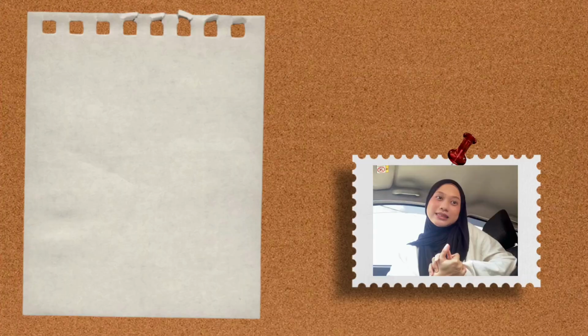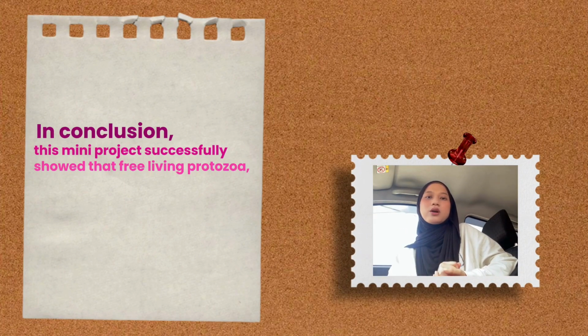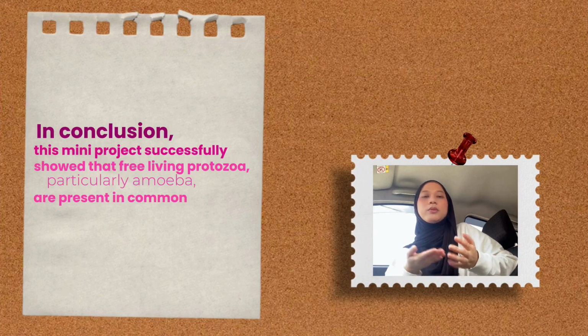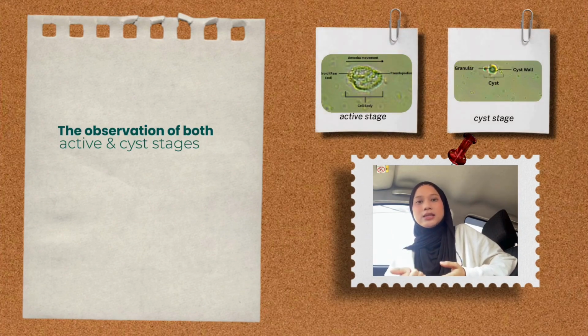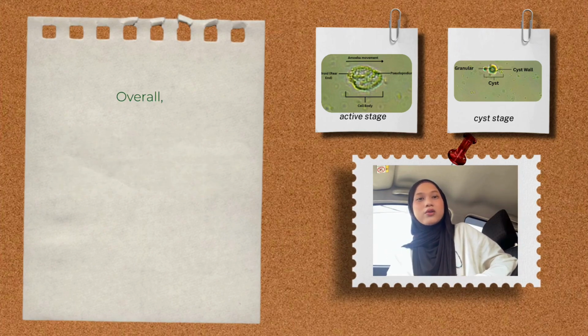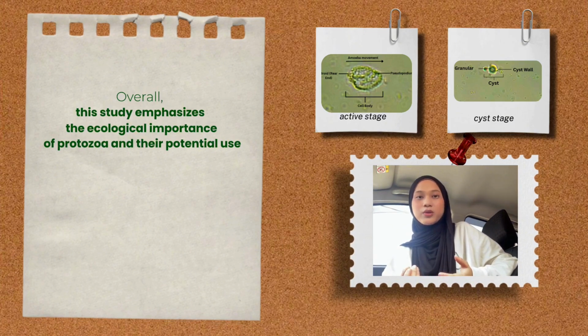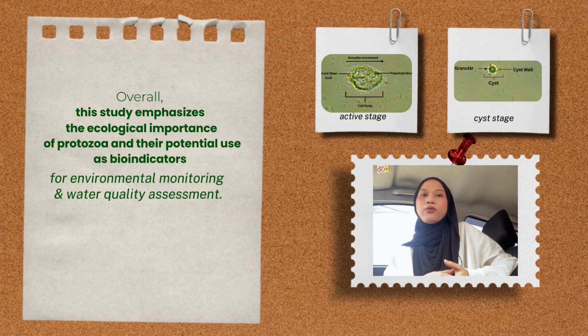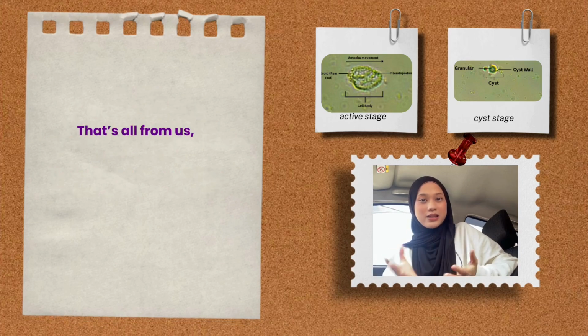So in conclusion, this mini project successfully showed that free-living protozoa, particularly amoeba, are present in common environmental water sources. The observation of both active and cyst stages highlights their adaptability and survival strategy under environmental stress. Overall, this study emphasized the ecological importance of protozoa and their potential use as bioindicators for environmental monitoring and also water quality assessment.